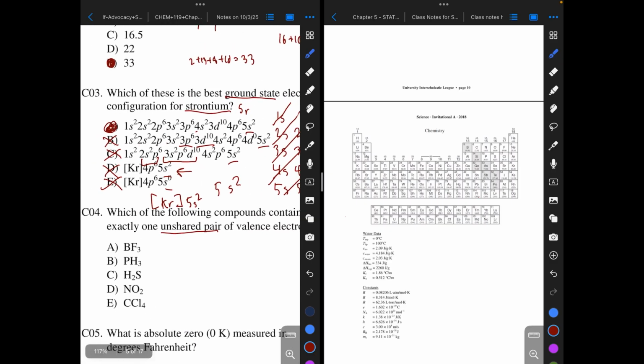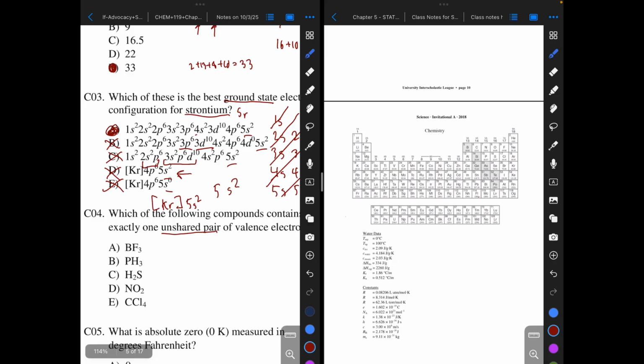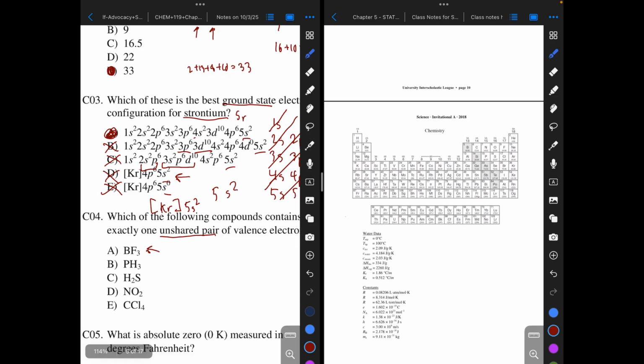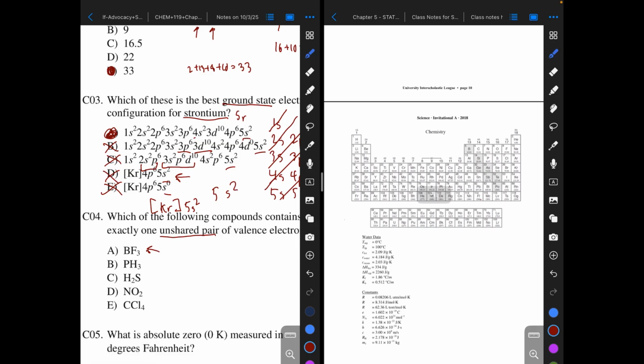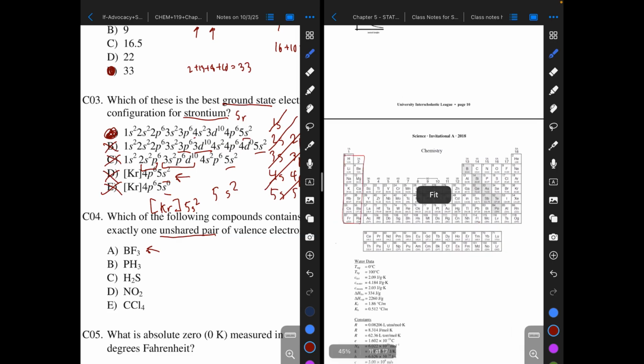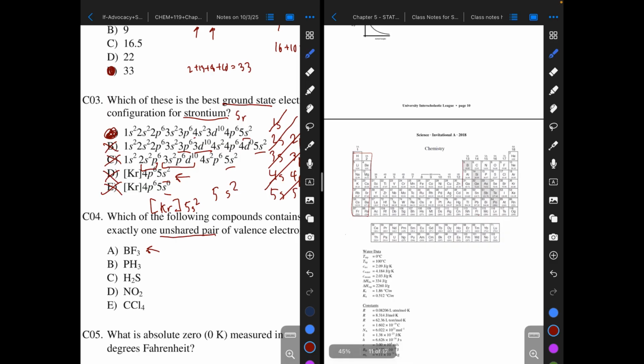Number 1, we have to find the total number of valence electrons in the compound. So I'll take A, for example, BF3. To find the number of valence electrons in the compound, we need to find the number of valence electrons in each atom and then add them all up. So how many valence electrons are in boron, for example? Well, we know any atom in the first two groups, as well as the last 6 groups, the number of valence electrons they have is equal to their group number. So boron is group 3A.